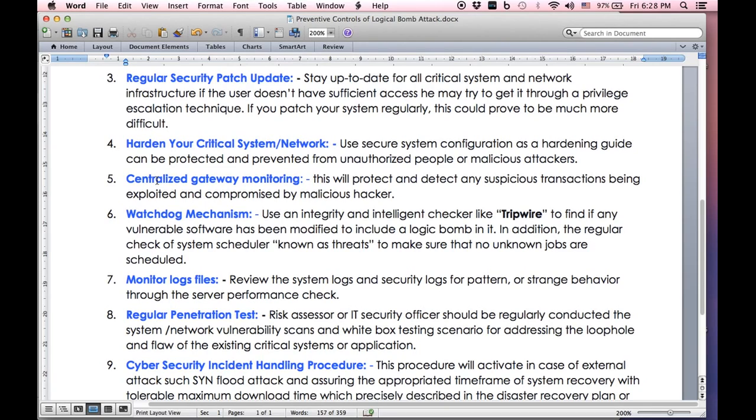So the next is centralized gateway monitoring. This is very important. When we talk about centralized gateway monitoring, the IT security team or IT administrator needs to monitor regularly, needs to check regularly whether the gateway or the access from internal access to the critical function addresses the traffic or the bandwidth.